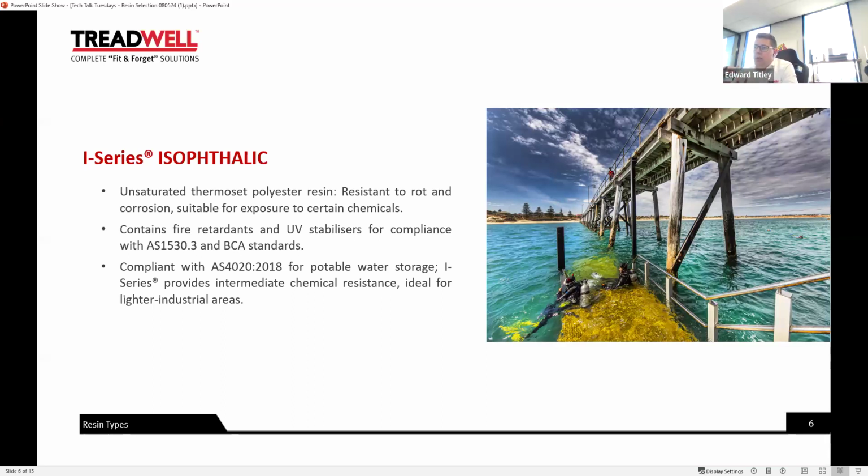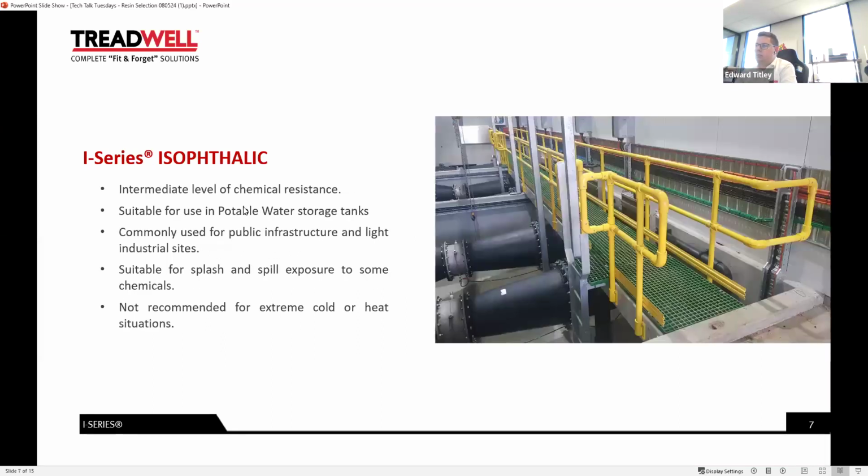Lastly, the I-series product is also tested to AS 4020, which states that it's suitable for use in potable water storage, so there's no leaching of unsafe substances into potable water when the I-series product is immersed in there. And in addition to public infrastructure and water storage and so on, it offers intermediate chemical resistance, so splash and spill type chemical resistance for lighter industrial areas.